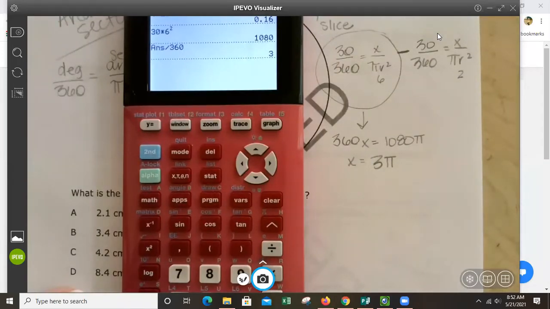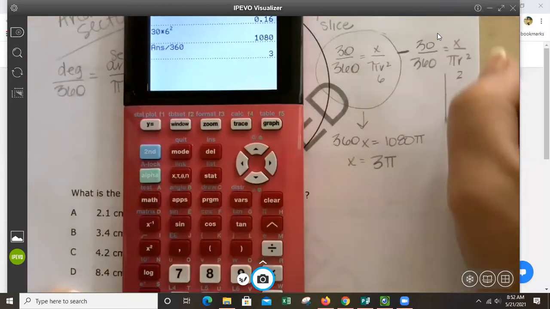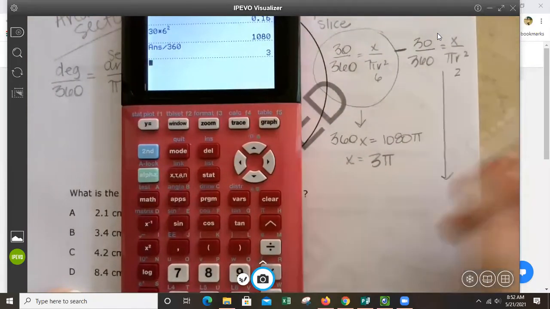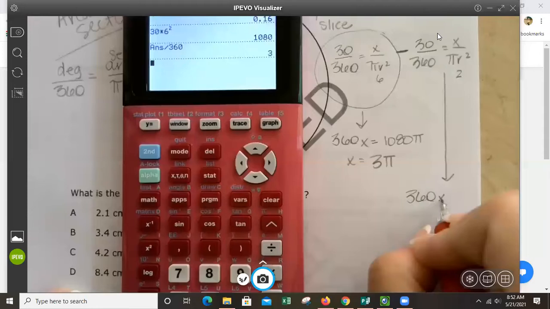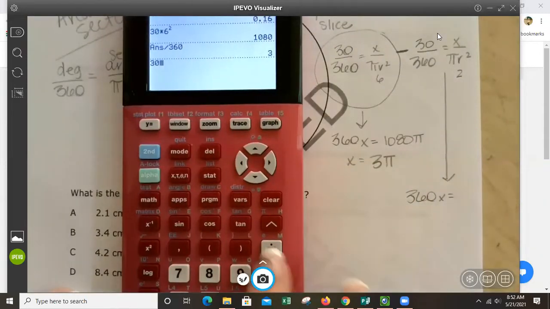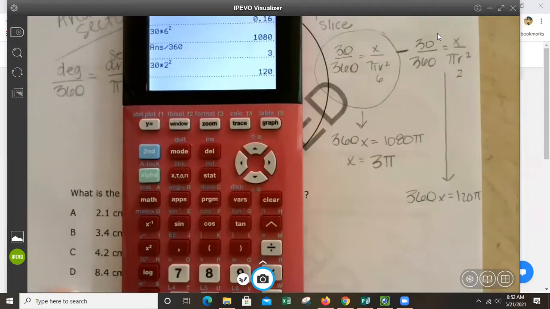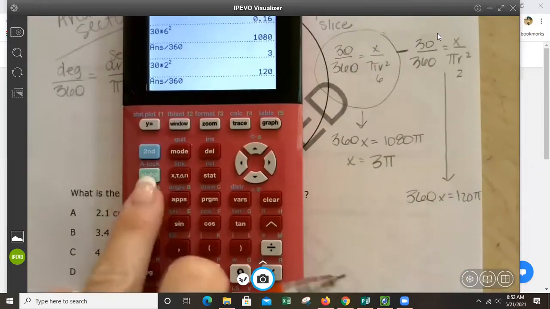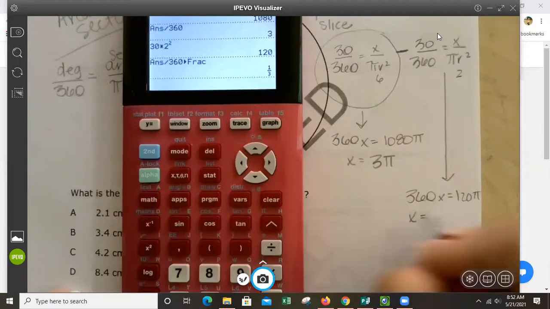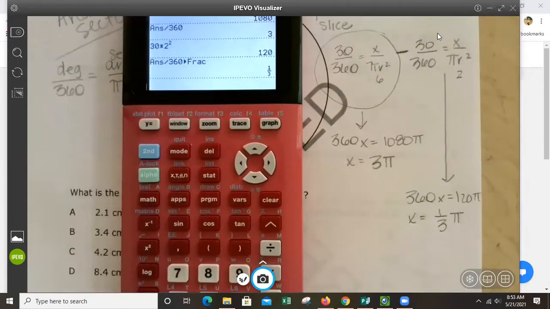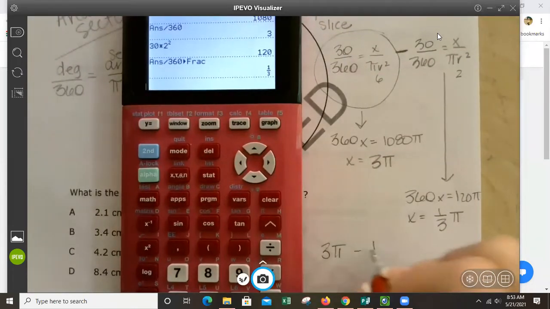Everybody understand? All right. So then we're going to do this one. When I cross multiply, I get 360x equals, I'm doing 30 times 2 squared is 120. And make sure you put your pi on there. We're going to divide by 360. And I made it a fraction and did 1/3 pi. What do I have to do to these two? Subtract them. So now I'm going to do 3 pi minus 1/3 pi.